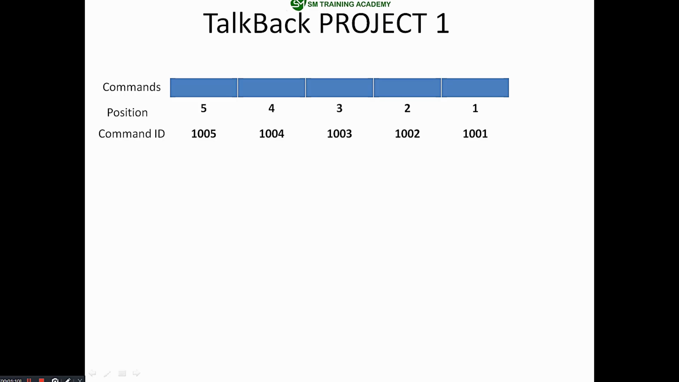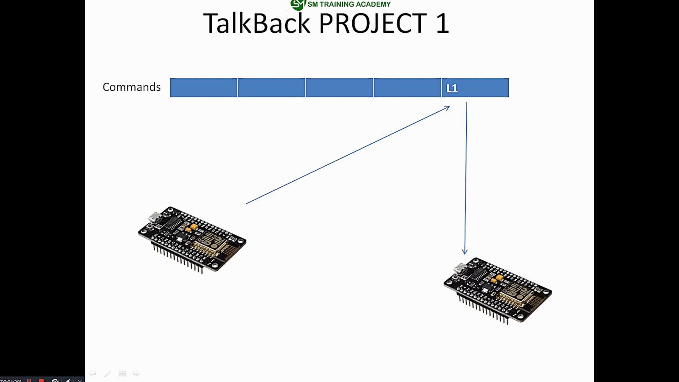So we know what a TalkBack is and how we can use the commands from the TalkBack, right? We are going to use only one command from our TalkBack, that is, let's assume we are going to use position 1 of this TalkBack queue. What we are going to do is program two different NodeMCUs. One is the transmitter NodeMCU and another one is the receiver NodeMCU. So this is the IoT transmitter and this is the IoT receiver, and this project is a full-fledged IoT project. You just want to remember that.